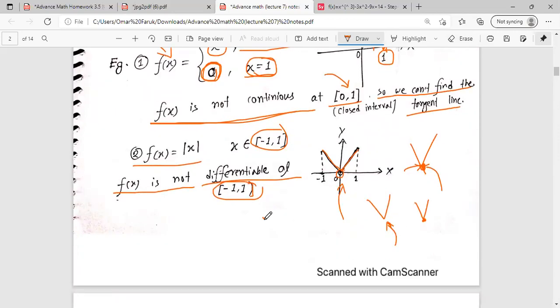But if this function would look like this, then we could find the tangent line, right? Or you could find the derivative. Because this is not very sharp. This is smooth, right? So this function is differentiable, but this function is not differentiable, okay?